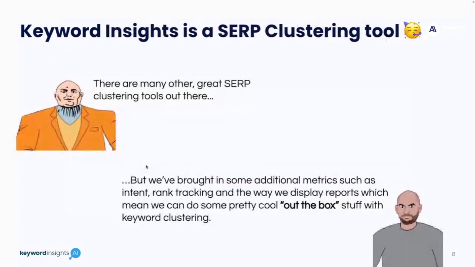Keyword Insights is a SERP clustering tool. So we operate in Google's world. We want to optimize towards that. There are many other great SERP clustering tools out there, and this is a slight little sales thing, so apologies for that, but it'll make sense as we go through some of the examples we've gone to. We've brought in some additional metrics like intent and rank tracking that some of the other tools don't offer. And that means that our reports are displayed in a way that we can start to think a bit more out of the box and how we use it. And that's really the idea behind this presentation.